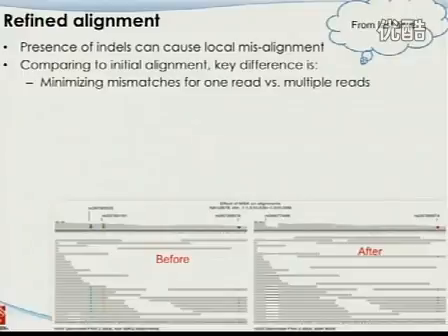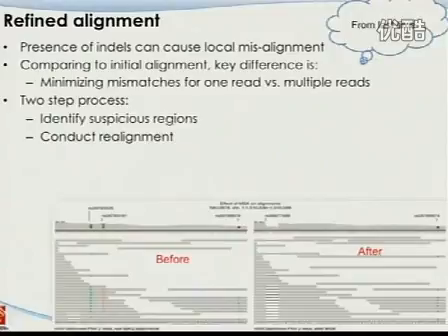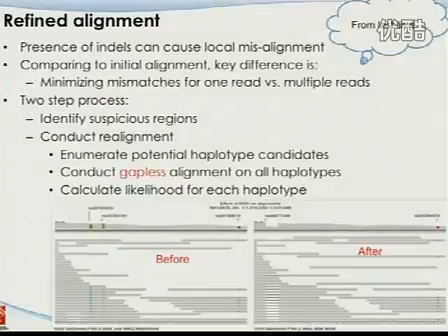Compared to the initial alignment, the key difference is that initial alignment minimizes the mismatches for one read, while refined alignment tries to minimize the mismatches across all the reads in this region. They have a pretty nice statistical model for that. It is a two-step process. The first step is to identify suspicious regions, including known insertions and deletions, or regions where we have some indication of indels. The second step is to conduct the refined alignment, which includes enumerating potential haplotype candidates in that region, conducting gapless alignment on all haplotypes, and calculating the likelihood for each haplotype. We went through the mathematical formulations a little bit last time, but the point is that doing this can be really powerful in helping you reduce the number of false positives.